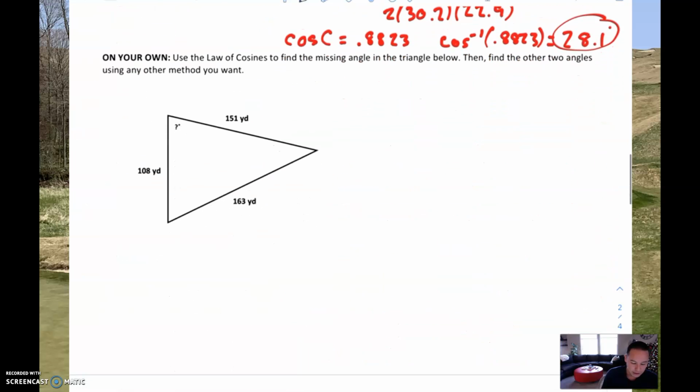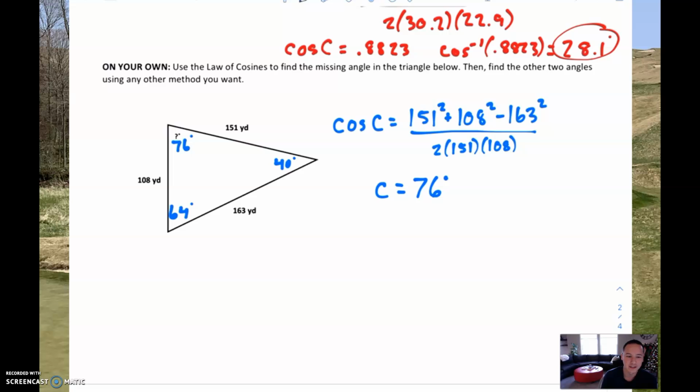There's one more to do on your own. Go ahead and give that a shot. Pause the video and come back when you're done. And if you set it up correctly and solved it correctly, you should have gotten an answer of 76 degrees. And whatever method you choose, law of sines, law of cosines, you should have gotten 40 and 64 for the remaining two angles. So that's the law of cosines.